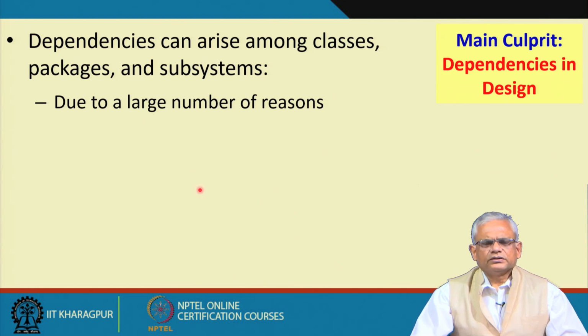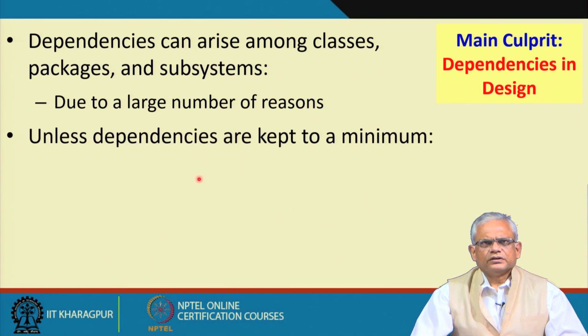And the main culprit here is the dependencies, all these symptoms of bad design and bad code come from the dependencies. The dependencies are very high in a bad design. In a good design, we try to reduce the dependencies. The dependencies arise due to a number of reasons. We will identify what the reasons are, and then we will discuss how to reduce these dependencies. The principles that we discuss are largely about how to reduce these dependencies.